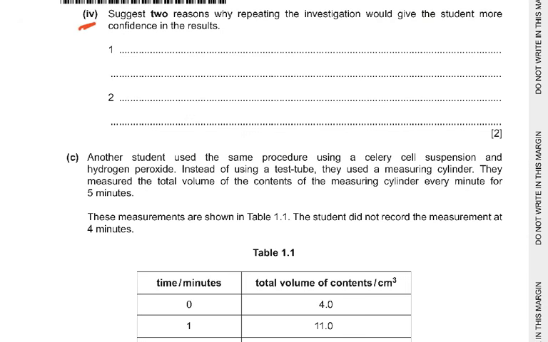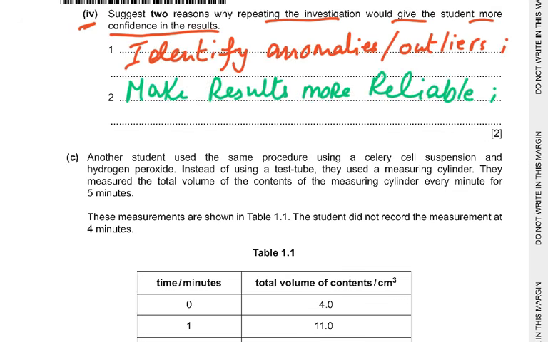Then suggest 2 reasons why repeating the investigation would give the student more confidence in the results. Now, we explained this in many papers, and that is to identify anomalies and to make the results more reliable. We just have to write these 2 things, and that is what will get you your 2 marks. So now these are difficult words, anomalies and outliers. So please get comfortable using these words and spelling these words.